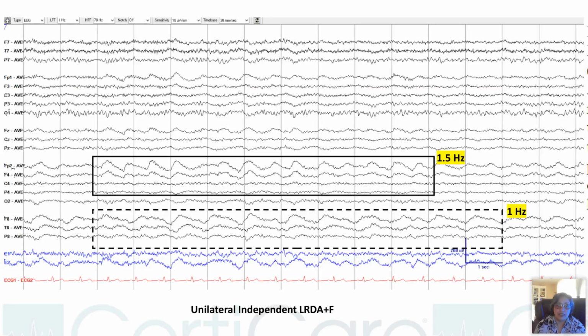Here is asymmetric LRDA. So this is unilateral independent LRDA plus F. If you look at it, the frontocentral parietal versus the temporal, we have two different types of rhythmic delta, slower on the temporal compared to the frontocentral areas. So, unilateral independent LRDA with superimposed faster activity.